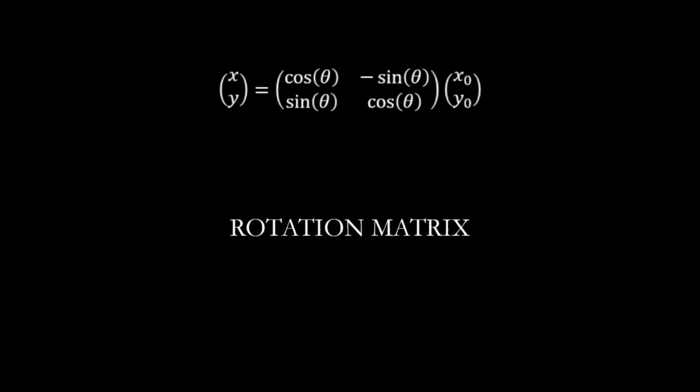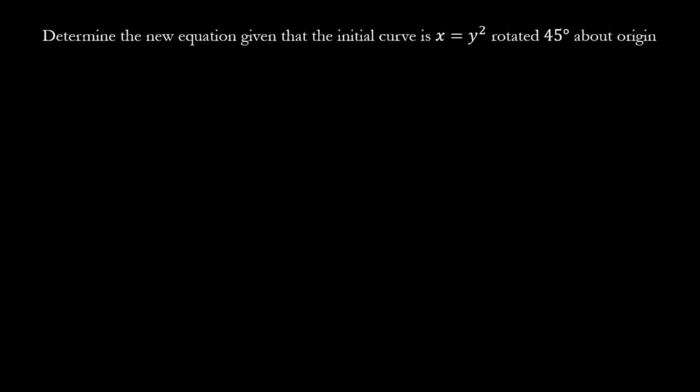So, for example, may given kang curve and merong given na angle of rotation, we can use this formula in order to create a new equation. So, let us solve one problem for this video para makita niyo application niya. Determine the new equation given that the initial curve is x is equal to y squared, rotated 45 degree about origin. Now, since this is the initial curve, then we can set x as x naught and y as y naught.